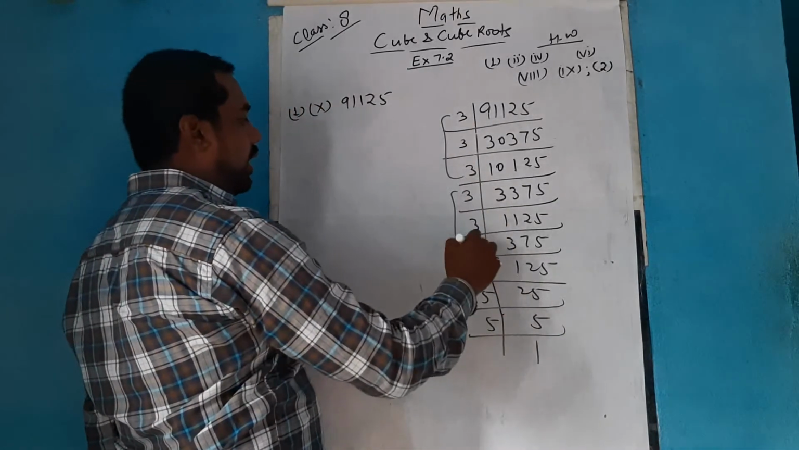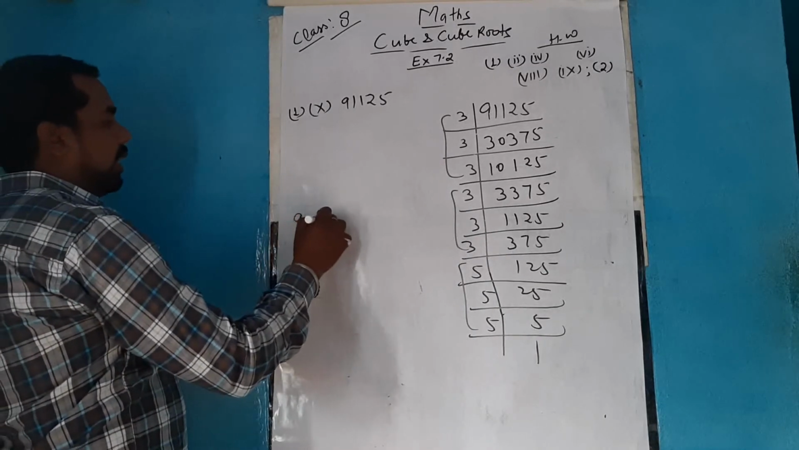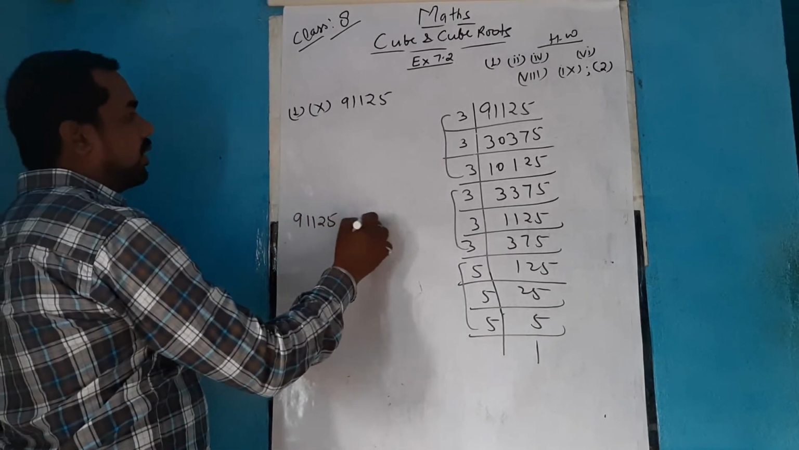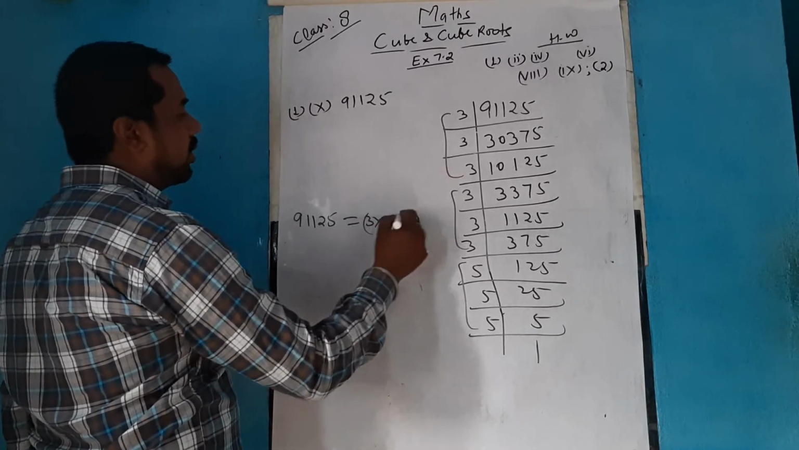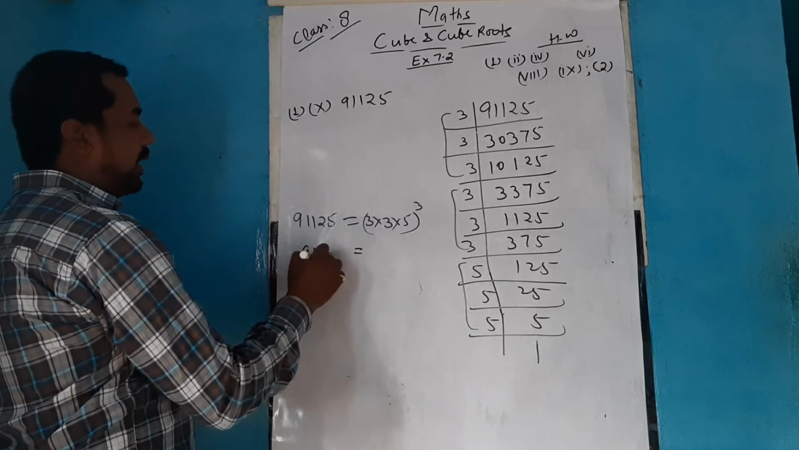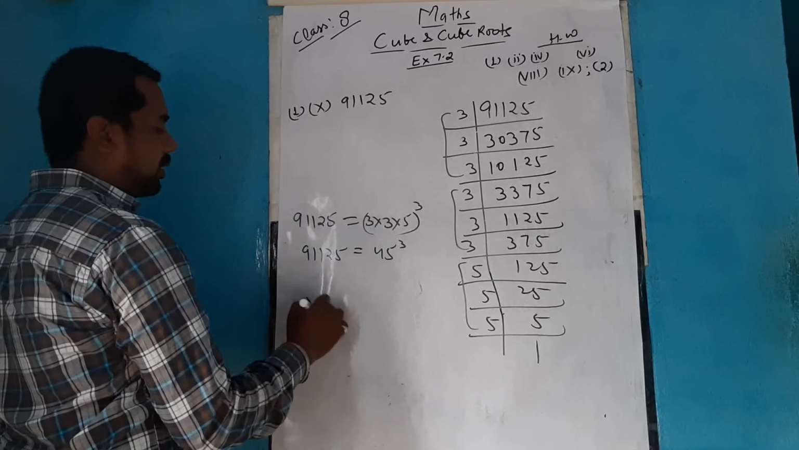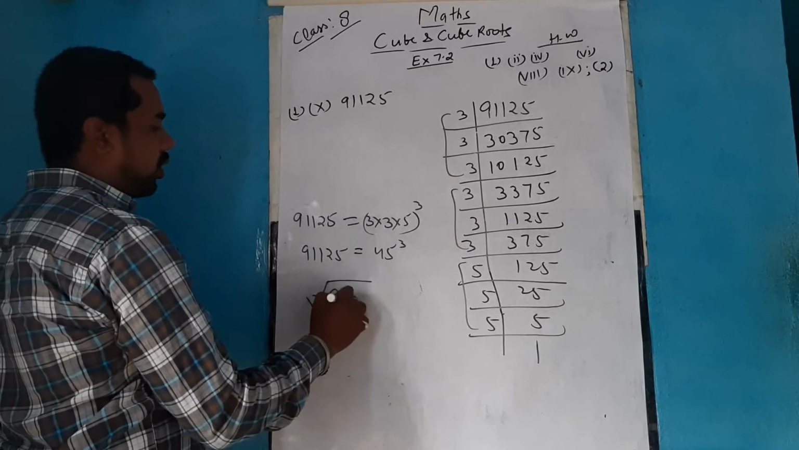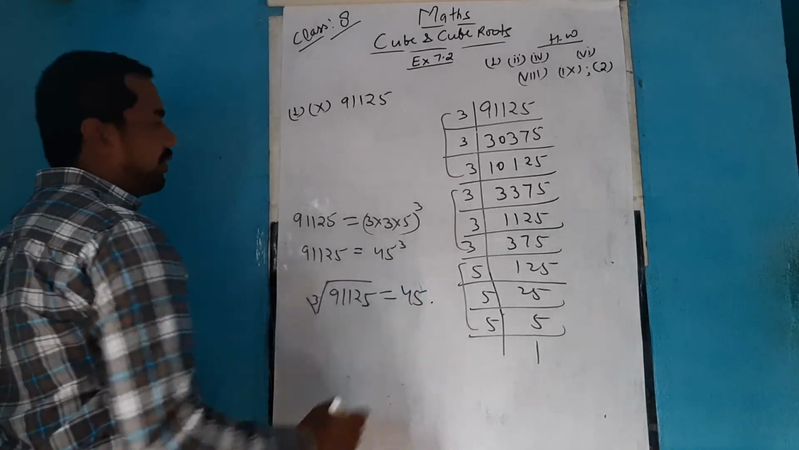Now when you see that, we get all the numbers in groups. So 91125 will be 3 into 3 into 5 whole cube, 1, 2, 3. So 91125 is 45 cube, and hence the cube root of 91125 equals 45.